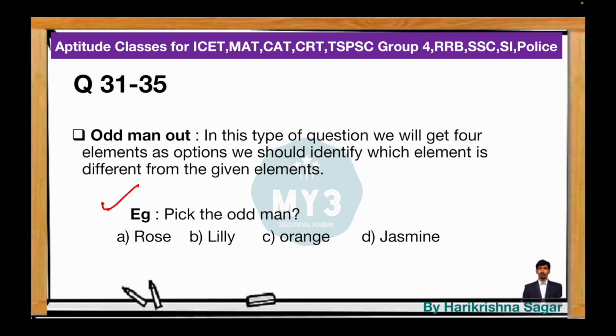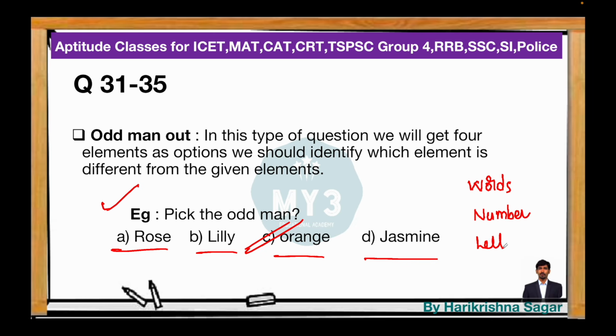For example, if you have a question like this, pick the odd man out: rose, lily, orange, jasmine. As soon as you see this, you can directly say the answer is orange. Why? Because rose, lily, jasmine are flowers, and orange is the only fruit. Like this, you are going to get odd man out questions on words, and sometimes they will give questions on numbers, and you will also see questions on letters and questions on equations. These are the repeated pattern questions which I am seeing in the ICET examination.